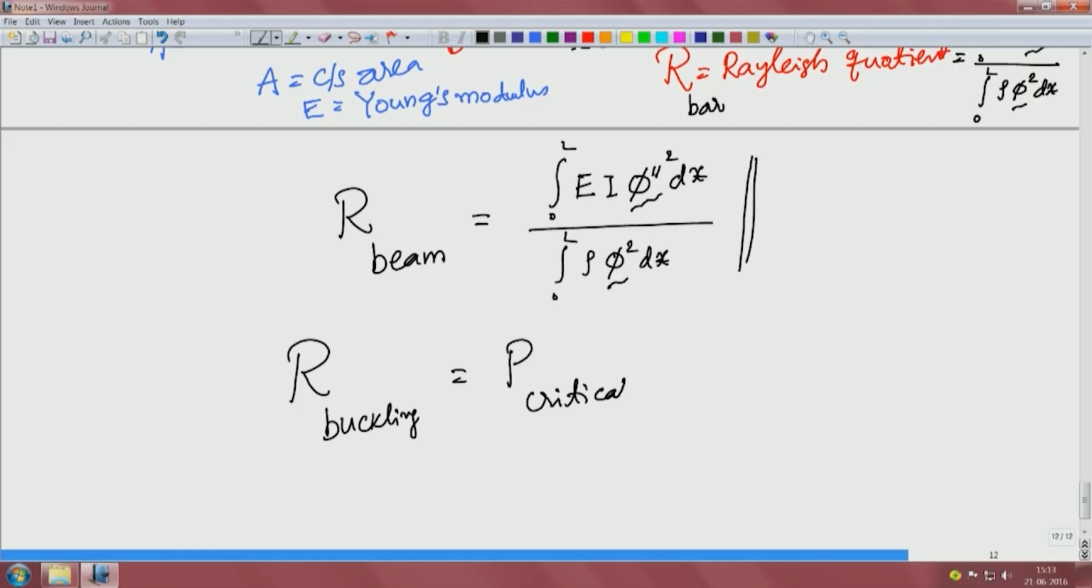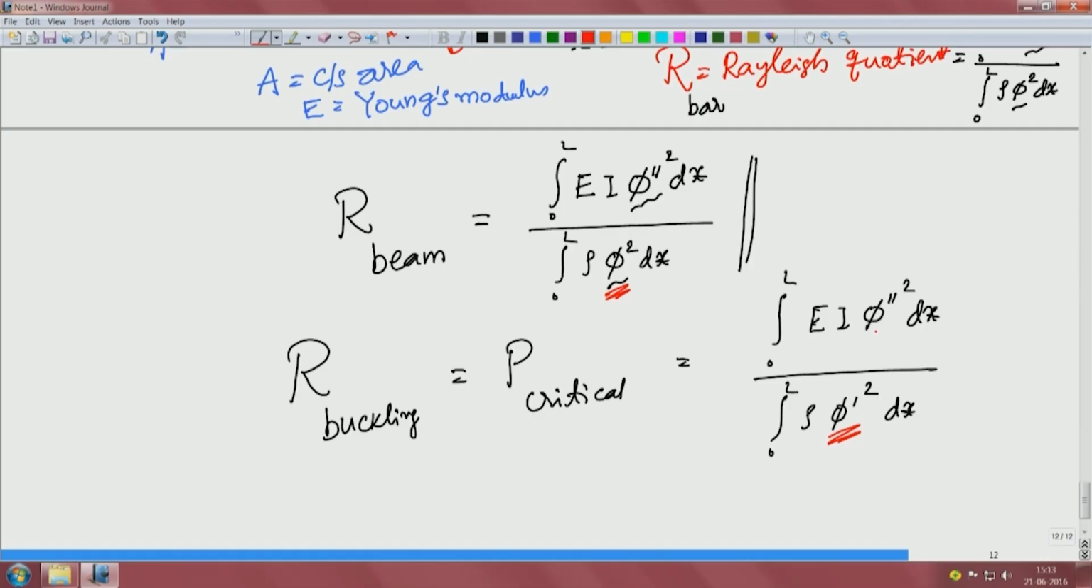buckling load. If you do the same calculation you will get the integral from 0 to L of E I phi double prime square dx divided by the integral from 0 to L of rho phi prime square. Notice that for a beam it is just phi square, here it is phi prime square. So, you can get the buckling equation in this form, right.